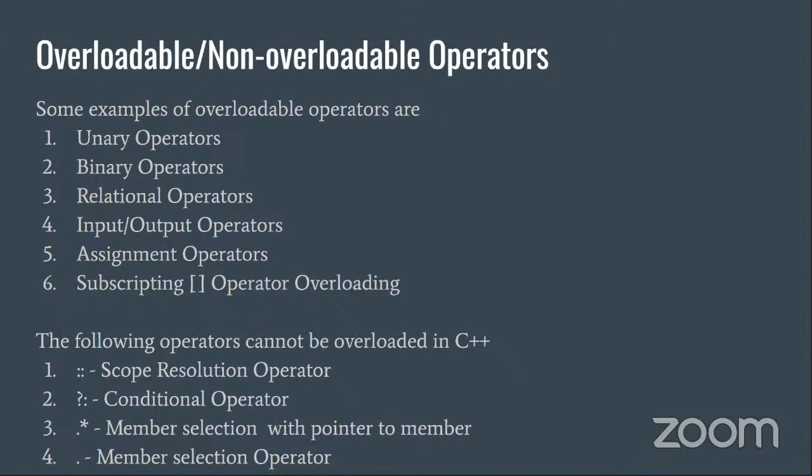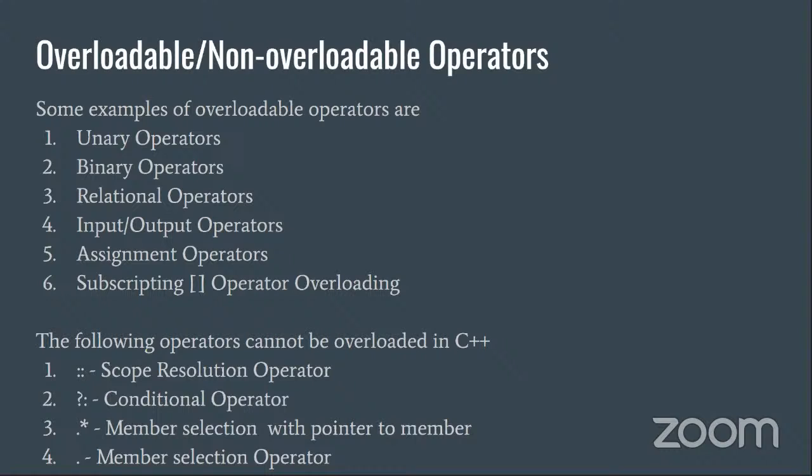Fifth is the assignment operator. The assignment operator is used to create an object just like the copy constructor. Sixth is subscripting operator overloading. This is normally used to access array elements. Below are the operators which cannot be overloaded. First is the scope resolution operator. The scope resolution operator cannot perform expression evaluation. Both the operands in this operator are known to the compiler and it performs scope resolution rather than expression evaluation.